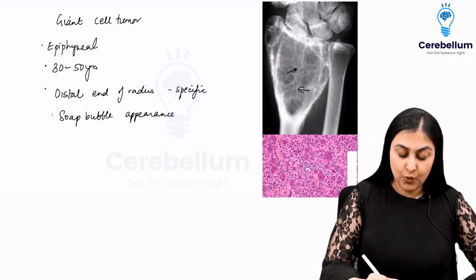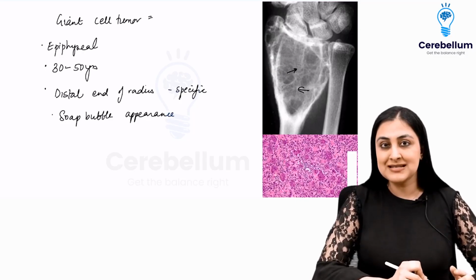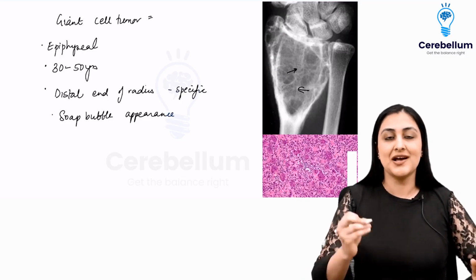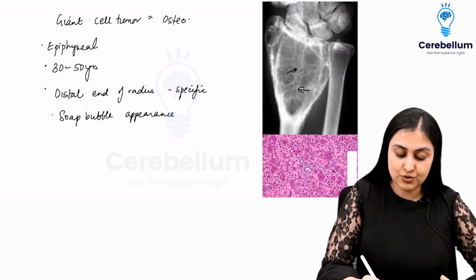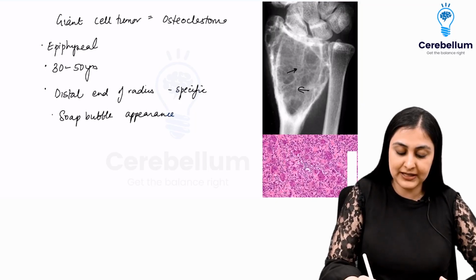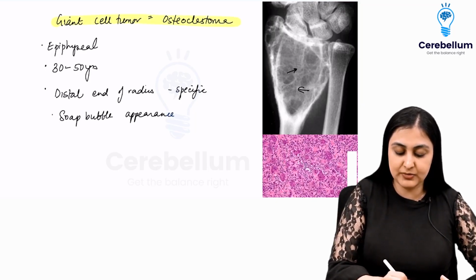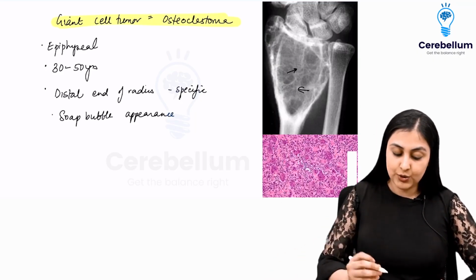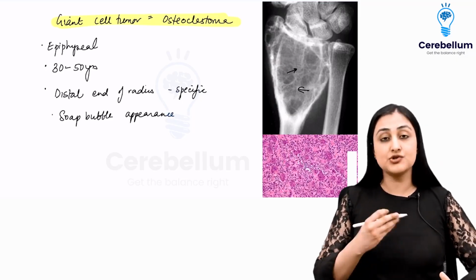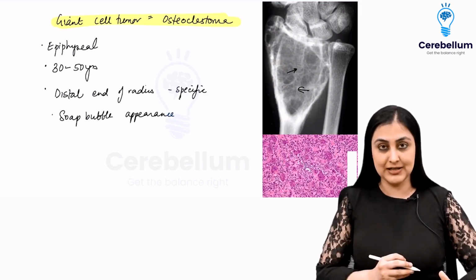Okay. Now, one thing is, you know it's GCT, but then you don't see it in the options. Sometimes they can also call it osteoclastoma. It's very important you know this, because then you would not see GCT in the options, but you would see osteoclastoma, and you don't want to get it wrong because of that. So remember, giant cell tumor is also called an osteoclastoma.